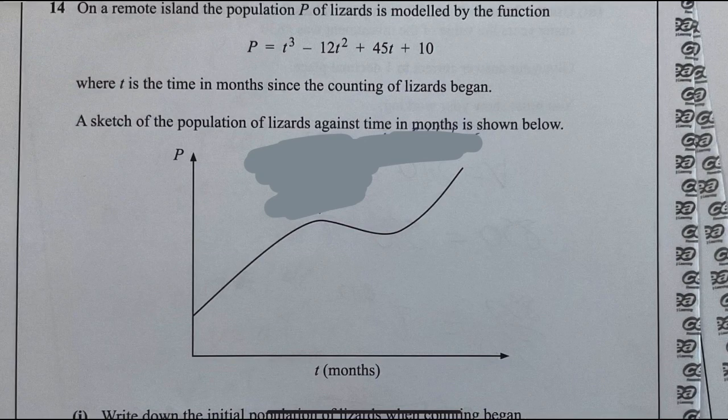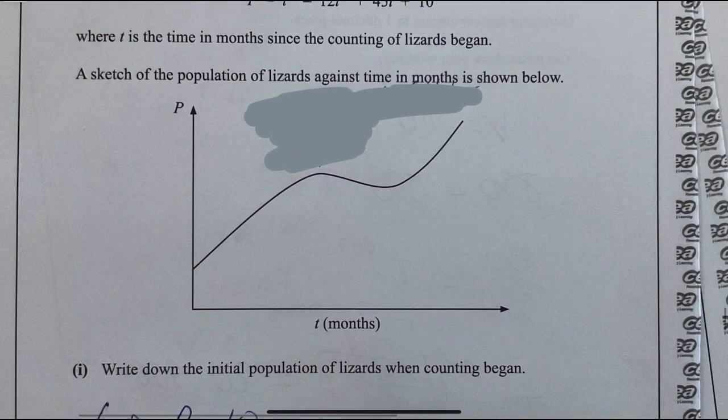Okay, last question. Question 14 says, on a remote island, the population P of lizards is modelled by the function P is equal to t cubed minus 12t squared plus 45t plus 10, where t is the time in months since the counting of lizards began. A sketch of the population of lizards against time in months is shown below. Apologies for the mess of this one here.